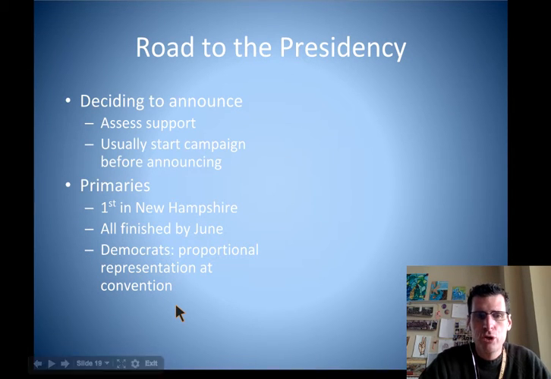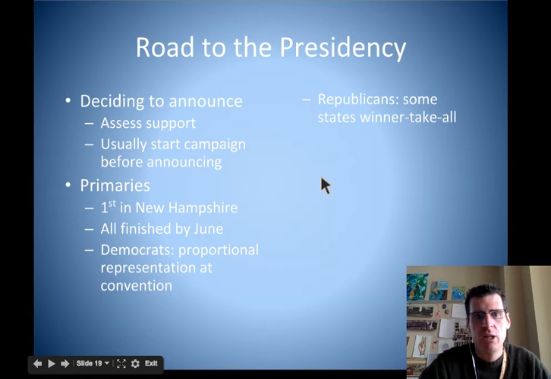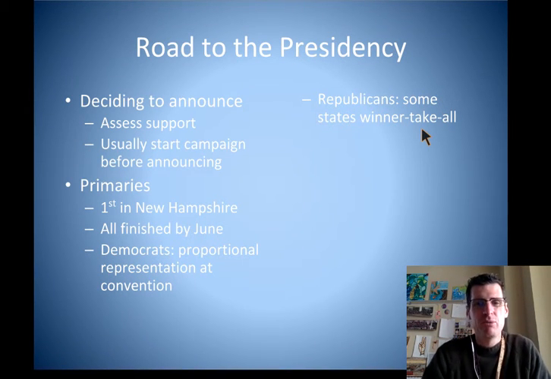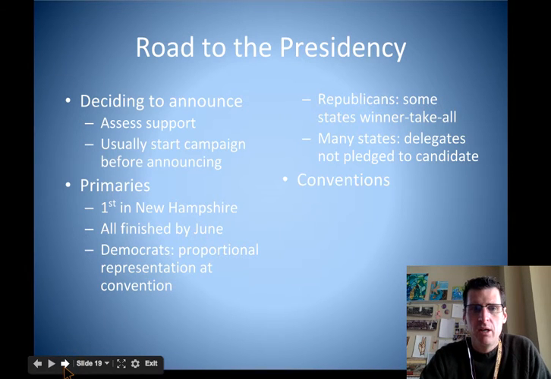Democrats have proportional representation at the convention. So, you don't really need to know a lot about delegates at the convention for the AP exam, to be honest with you. But the Democrats tend to proportion them out. The Republicans have some states that are winner take all. Now, this is all kind of a moot point, because when we get to the actual convention, you go and like, there's only one person left.